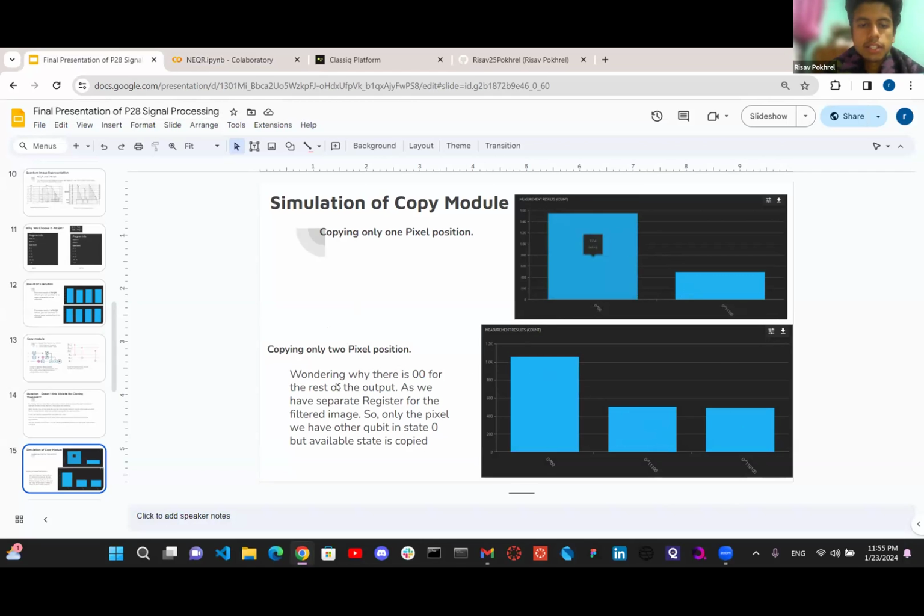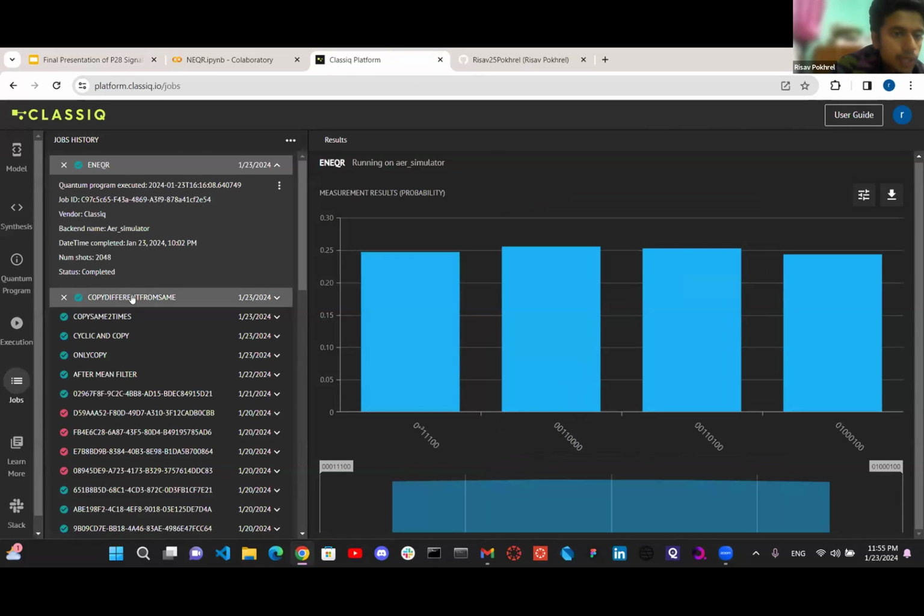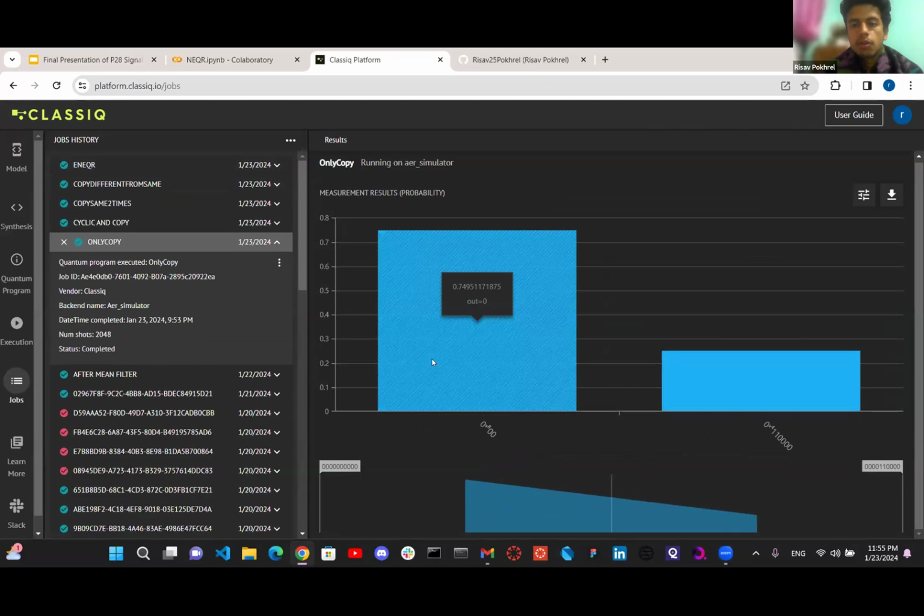Wondering why there is 0 0 for the rest of the output? Since we are dealing with many qubits and many positions, initially the INREG is assigned the value 0 0 for every pixel position. When we copy, it will be displayed here. Here you can see that for four images we had 0.75, which means 3 of the states are the 0 0 state, and 1 of the states has this pixel value.